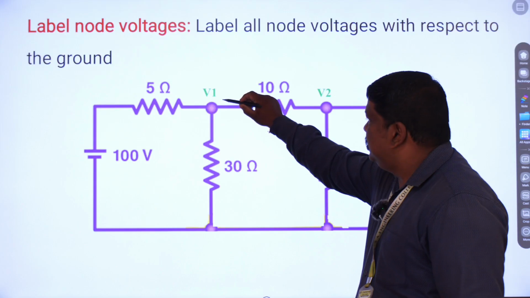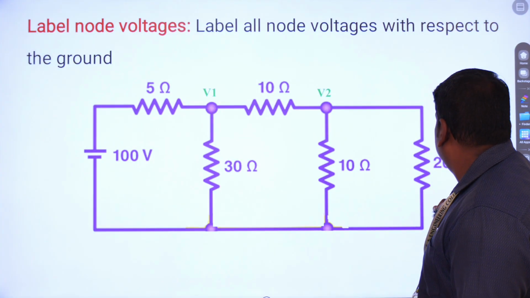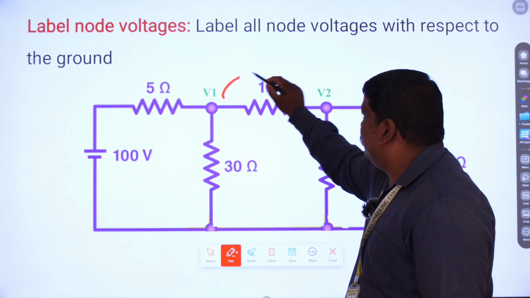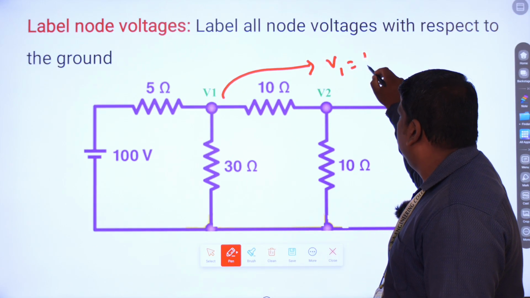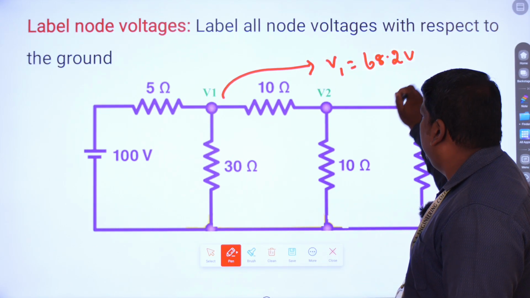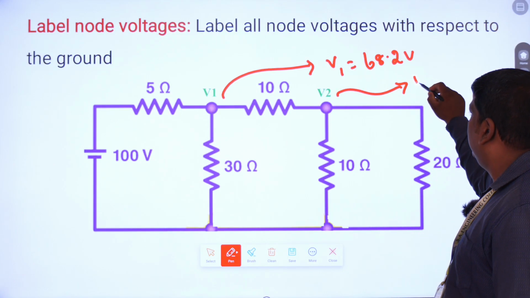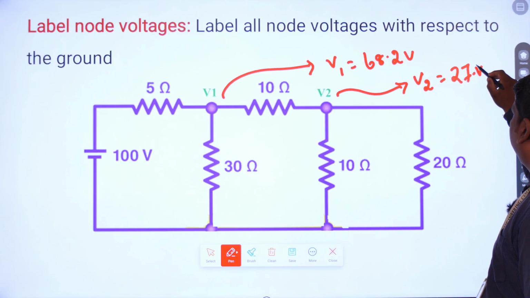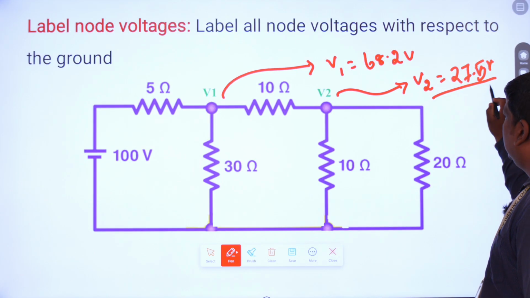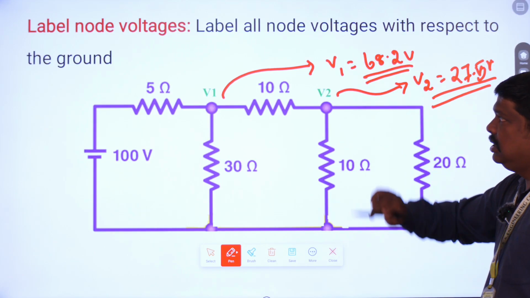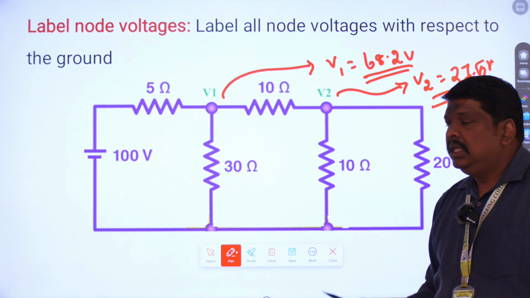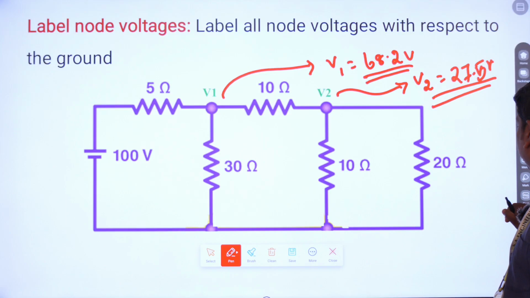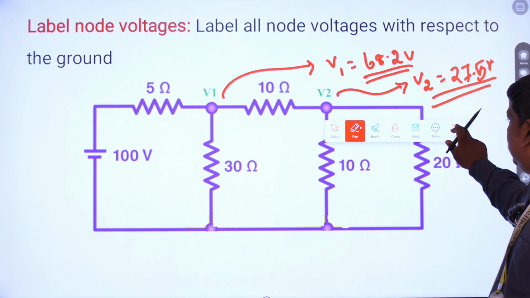Yes, your V1 voltage is equal to 68.2 volts and next, your V2 voltage is equal to 27.5 volts. These are the calculated voltages using your nodal analysis. This is the simple method we have solved one problem. And next we can go with your next method.